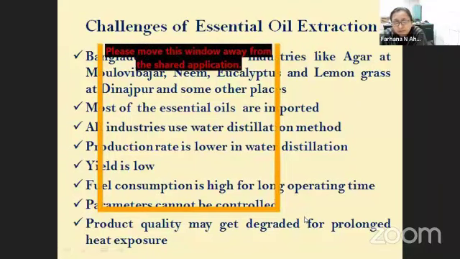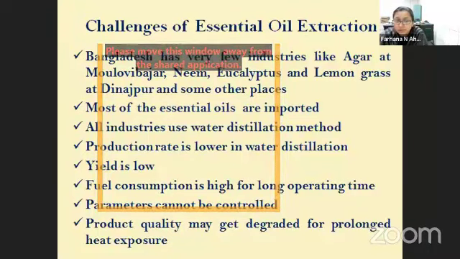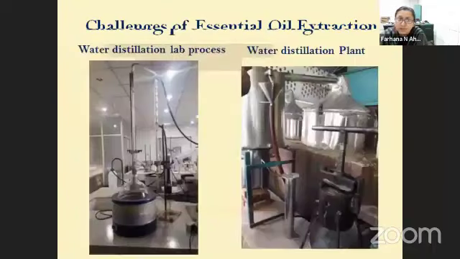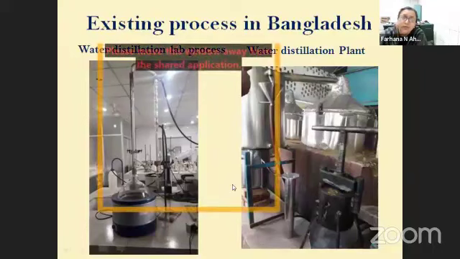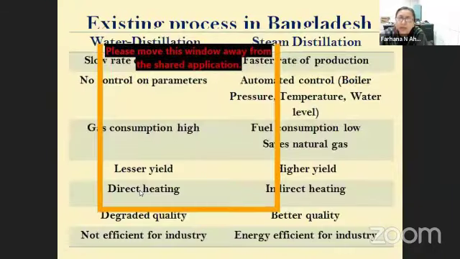The production rate in water distillation is very low, the yield is low, and the fuel consumption is also high. The parameters cannot be controlled, and product quality may degrade from prolonged heat exposure. Here is a picture of a water distillation plant in Moulvi Bazar in Sylhet for agar, and this is also a water distillation unit in a lab.